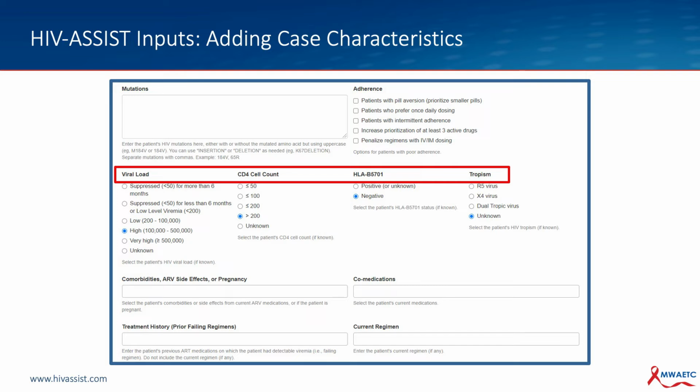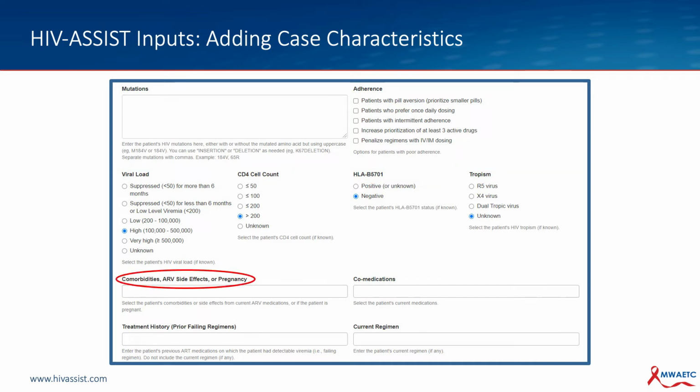Typically HLA-B5701 defaults to positive or unknown because a lot of the time we don't know it. For the purposes of these examples, I've clicked negative just so you can see it, but typically it will default to positive or unknown. And then the tropism. Then you can put in comorbidities, any ARV side effects that the patient has had, i.e., let's say they had nausea from protease inhibitors, you can put that in here, or pregnancy. And then co-medications, treatment history, and their current regimen.